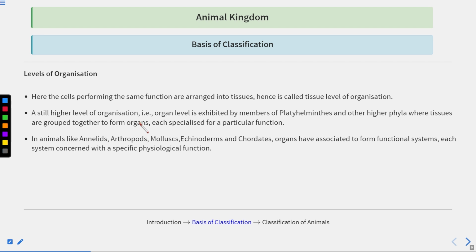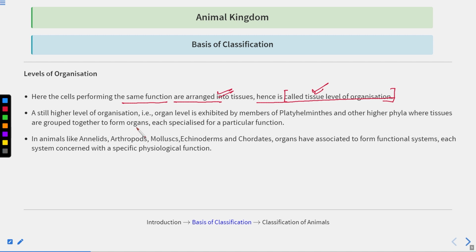Level of organization. Here the cells performing the same function are arranged into tissue, and hence it is called the tissue level of organization. So at the previous level you saw the cellular level of organization in the case of porifera. Now here you see the tissue level of organization. It means that different cell aggregates come together and now they are working as a tissue. So you see the tissue level of organization, and that is the advanced characteristic of that particular phylum, right?